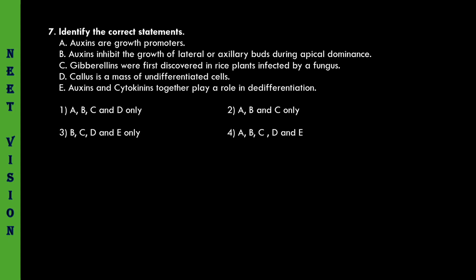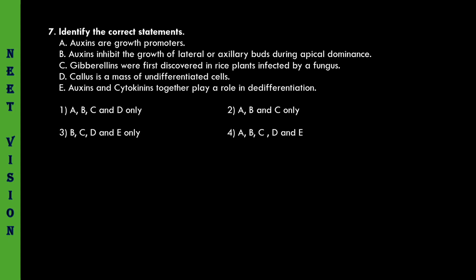Callus is a mass of undifferentiated cells. Absolutely true. During tissue culture, callus is formed. It is a mass of undifferentiated cells. Auxins and cytokinins together play a role in differentiation. Yes, in the regaining of meristematic activity by permanent living cells, auxins and cytokinins play a role.